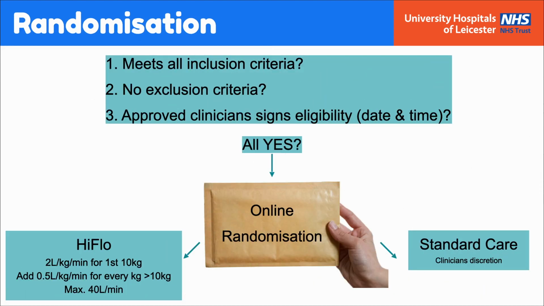The child undergoes randomisation if they meet all inclusion criteria without any exclusion criteria, and an approved clinician trained in the study signs an eligibility form. Randomisation is undergone using the sealed envelope randomisation system, and the child will be randomised to either HiFLO therapy or standard care. And it's important to reiterate that any treatment option is available in both arms, but in the HiFLO arm they are assigned to HiFLO therapy.